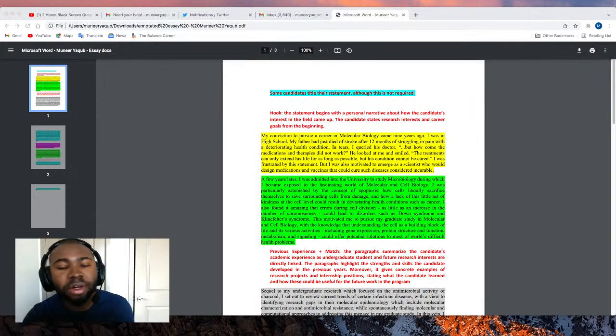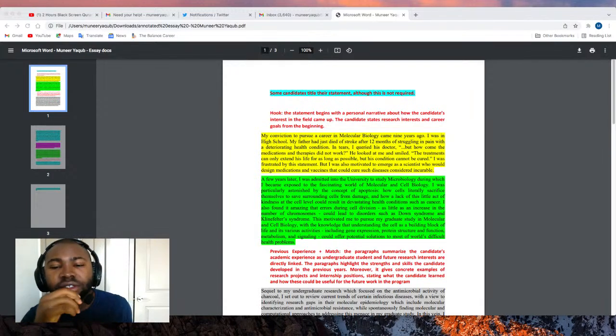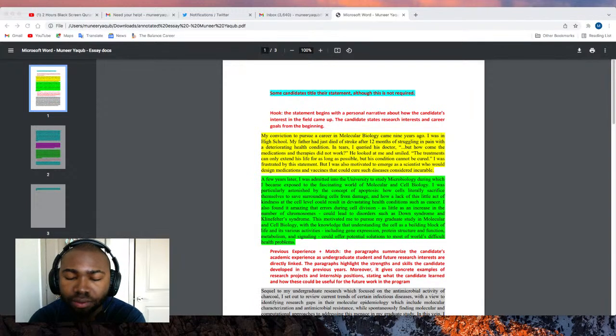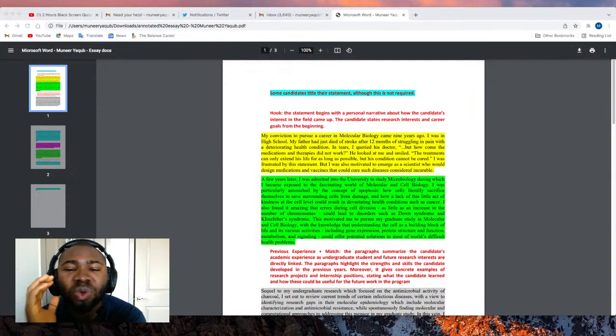So now to the first paragraph. The first paragraph is called a hook. The mistake that a lot of people make when it comes to writing a statement of purpose is that they waste their first paragraph.